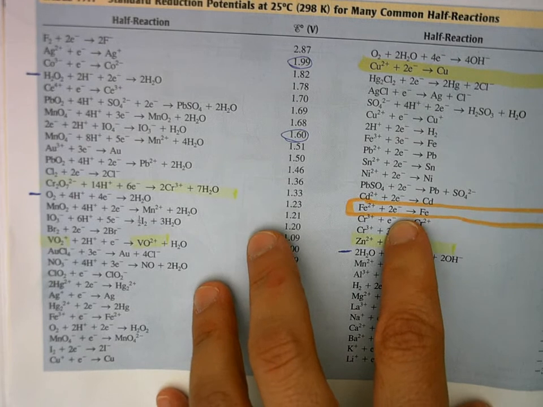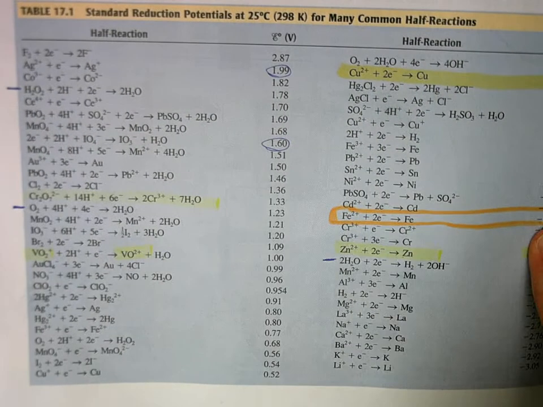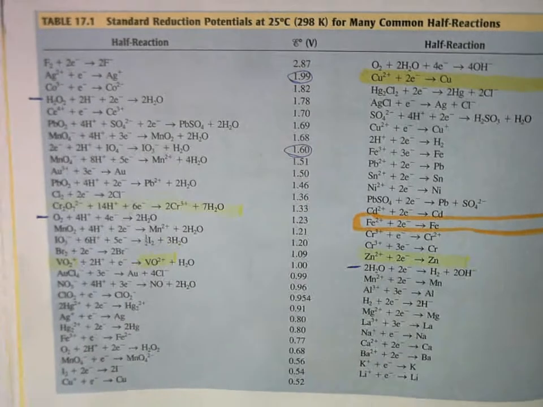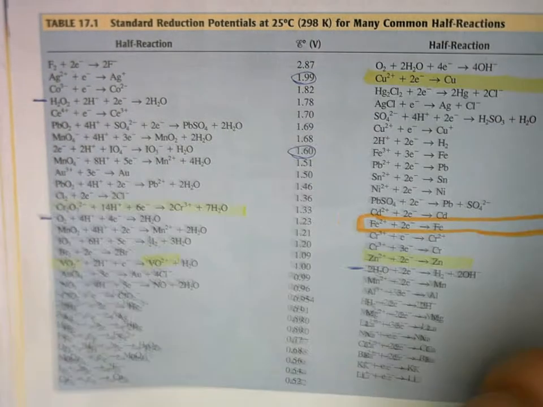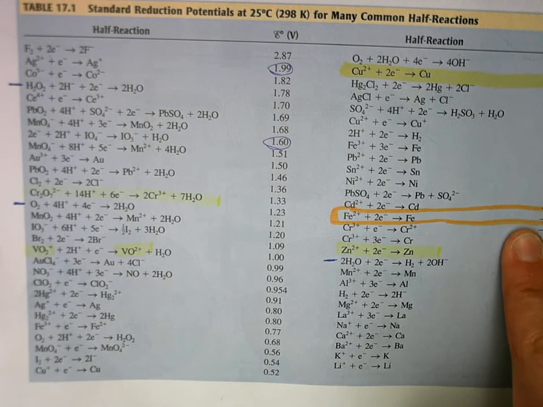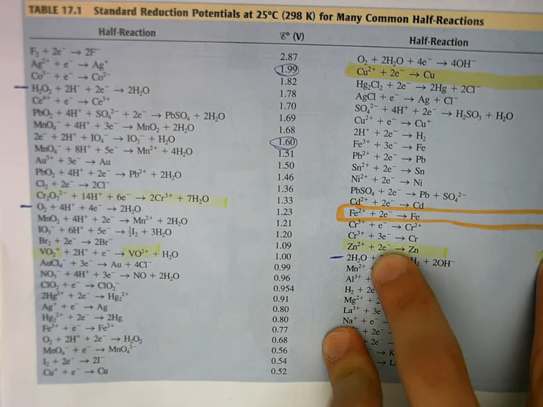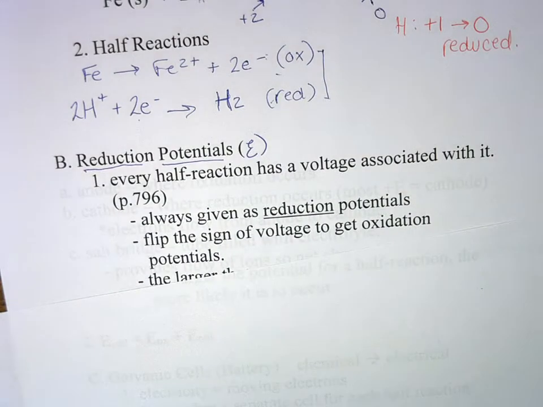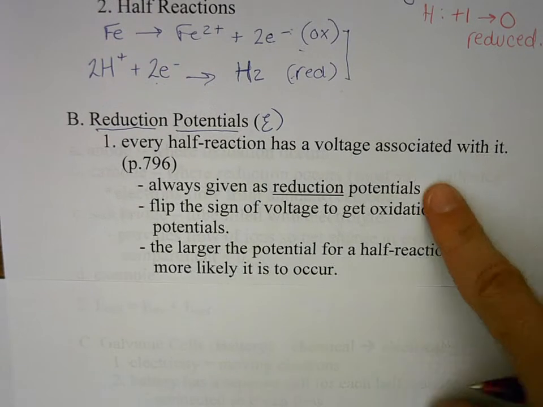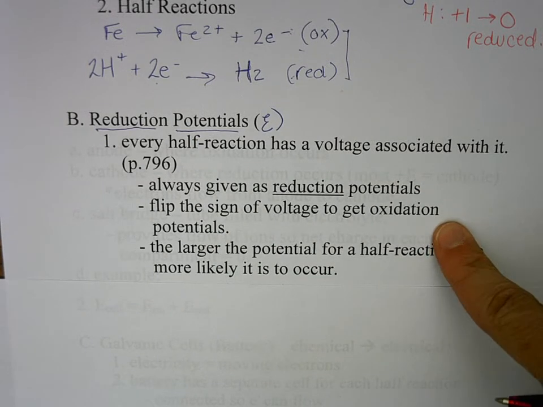If it's the thing that's being reduced in the overall reaction, then you leave this number the way it is. But if it's the thing that's being oxidized, then you have to take this reduction potential and change the sign. You have to make it the opposite. So instead of it being negative, you would make it positive 0.44. And you use that to figure out the overall cell potential. So they're always given as reduction numbers. If it's oxidation instead, then you flip the sign.